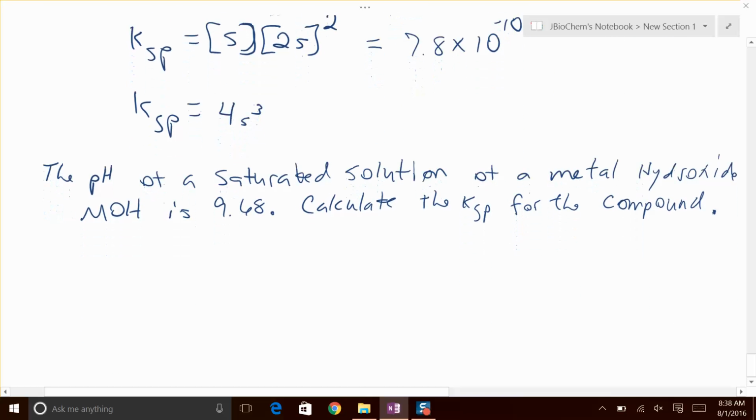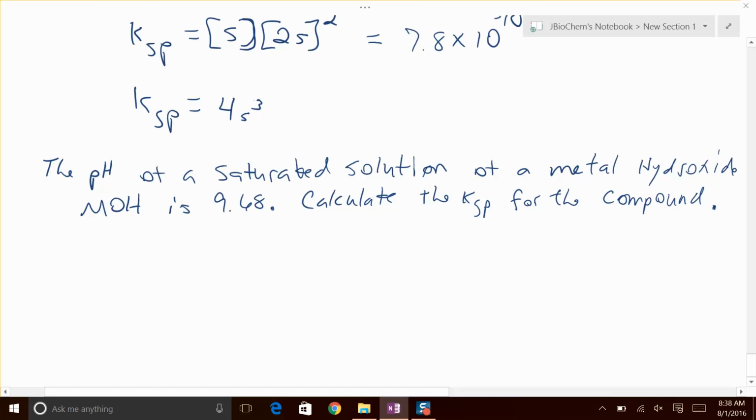So the pH of a saturated solution of a metal hydroxide, MOH, is 9.68. Calculate the Ksp for the compound. Think about how you're going to go about doing that. Not the negative log. I mean, anti-log. There you go. Okay, good. Why did you put it in there?